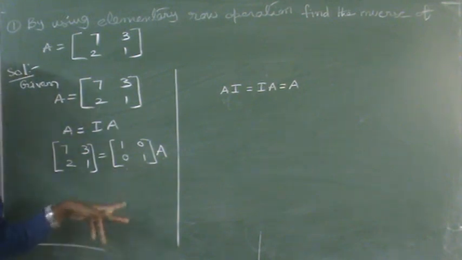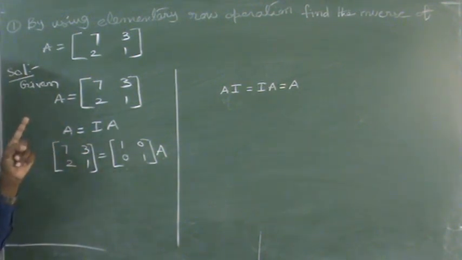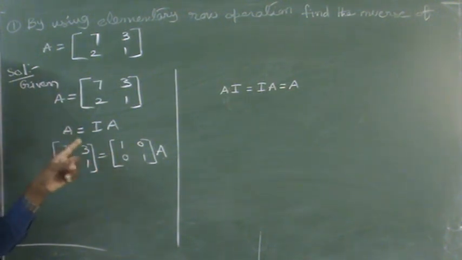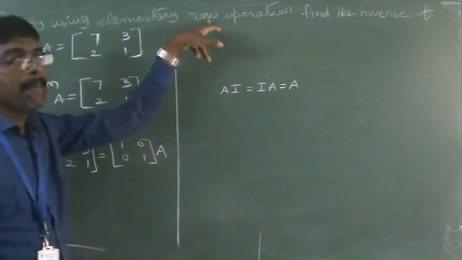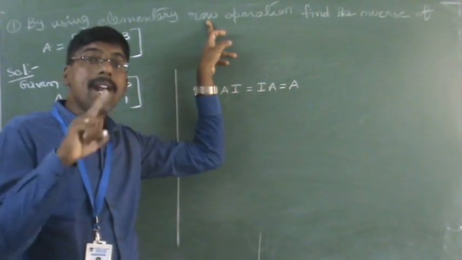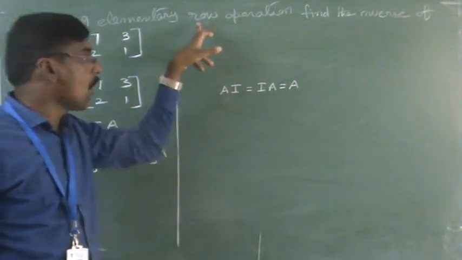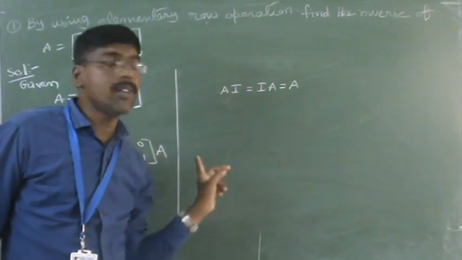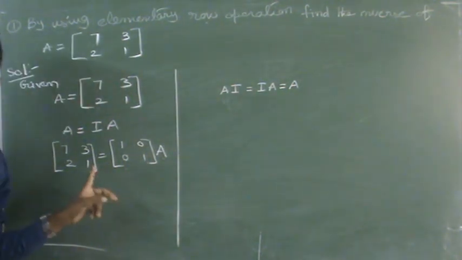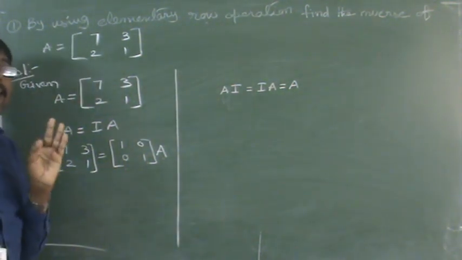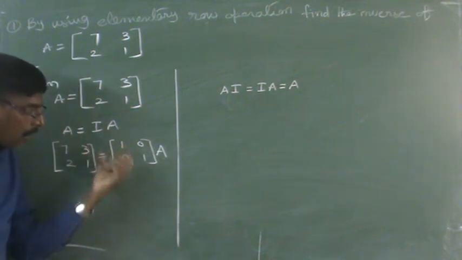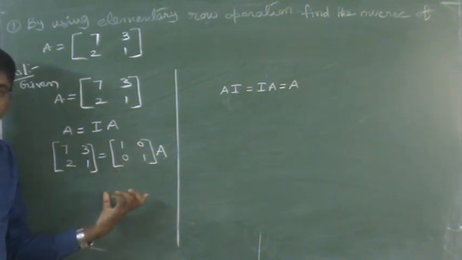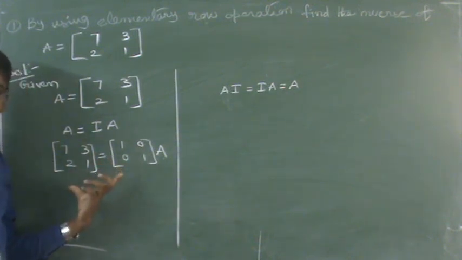From here, we are going to find the inverse of this A by using elementary row operations. Elementary row operation means only row-wise operations are used. Before solving this problem with row-wise operations, what is our main aim? How to solve this problem means the concept should be very clear.